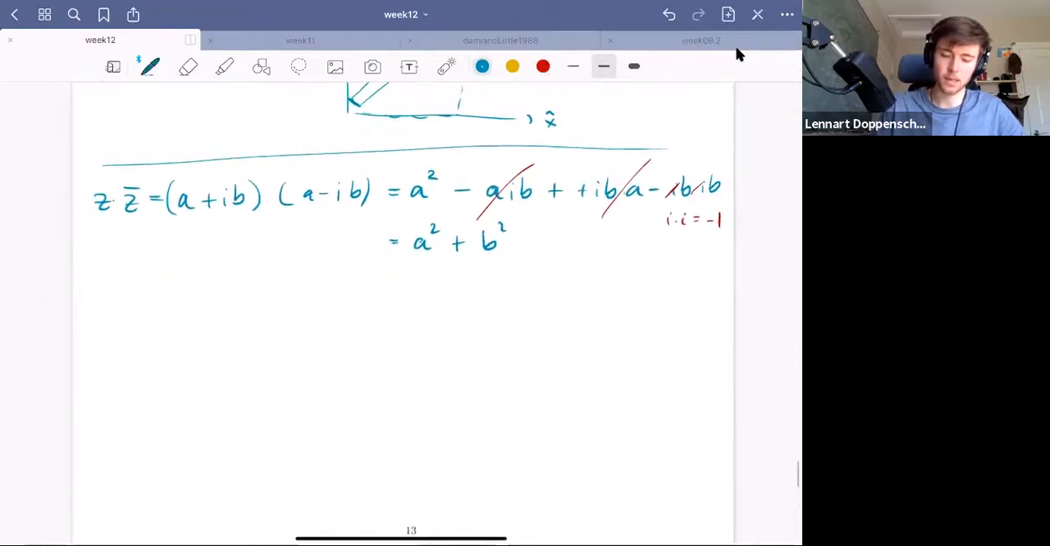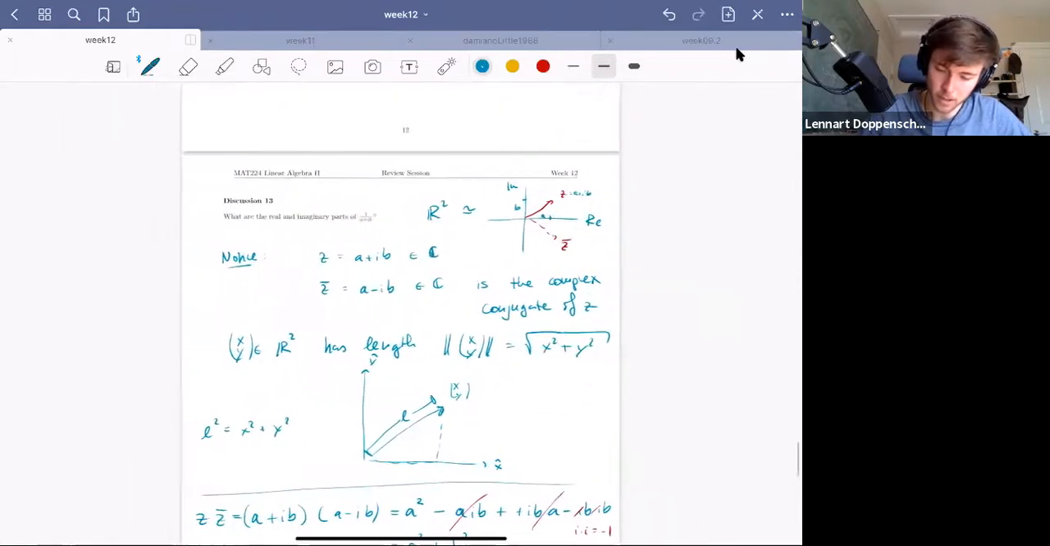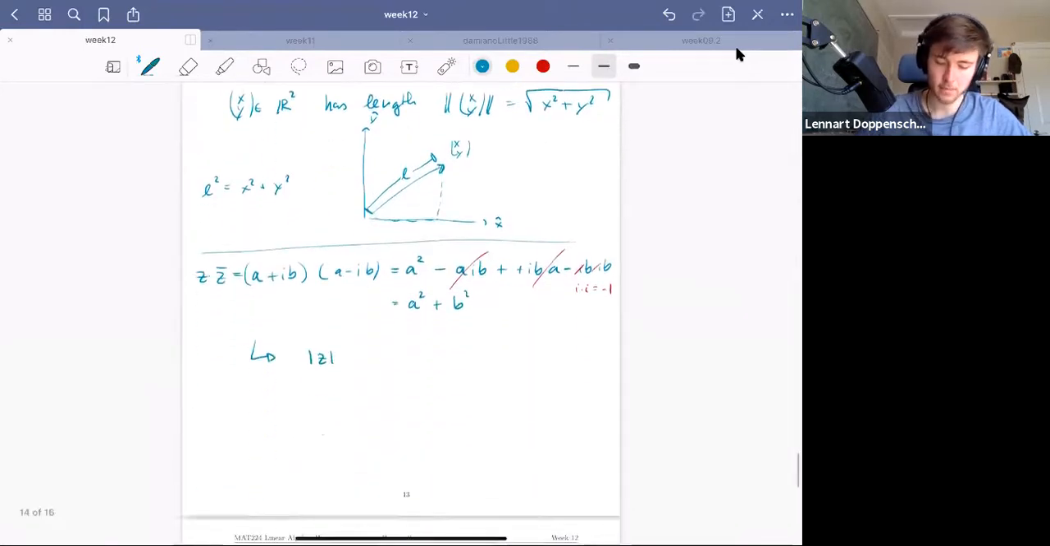So you can see that the length of a complex number, the distance from the complex number to the origin here, is really just the square root of z times z bar.